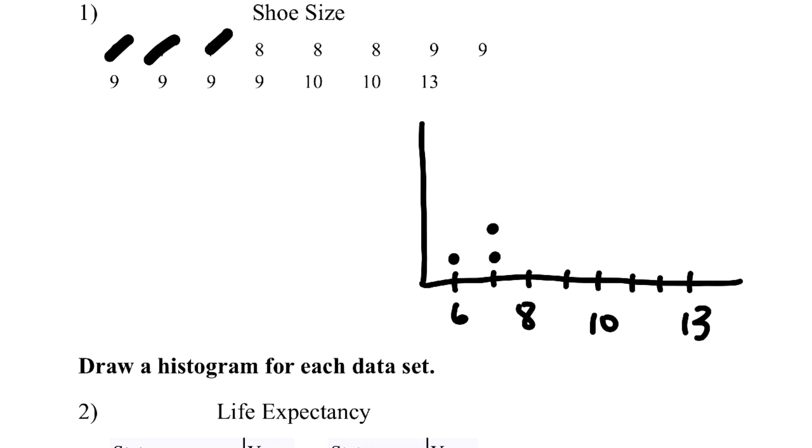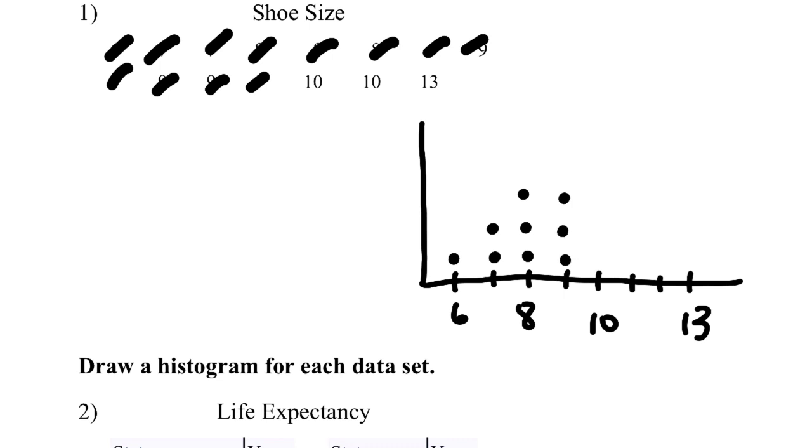1, 2, 3 eights. 1, 2, 3, 4, 5, 6 nines. And notice I try to keep the spacing pretty similar there. Two tens, and a 13. So there is the dot plot for number 1.